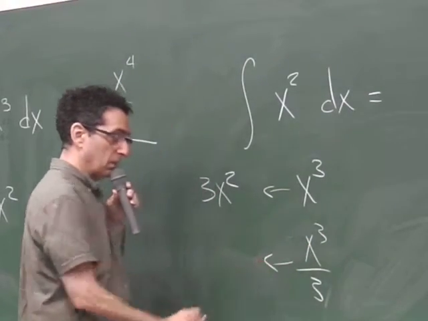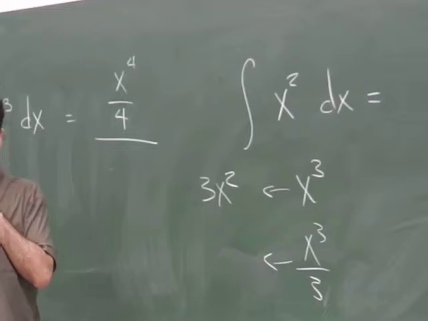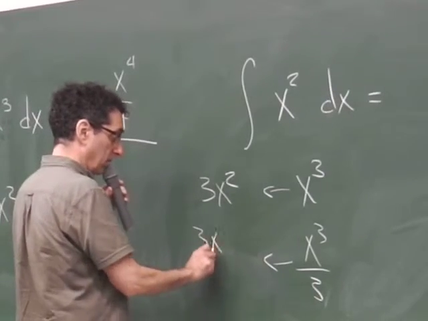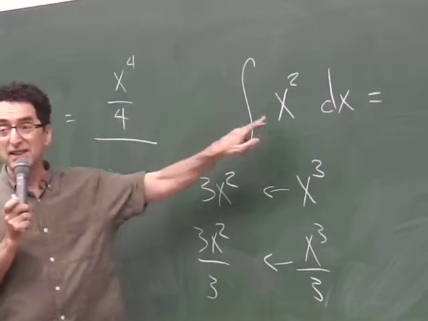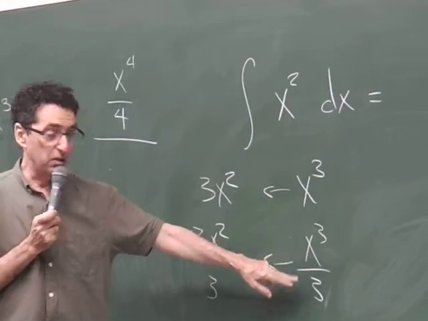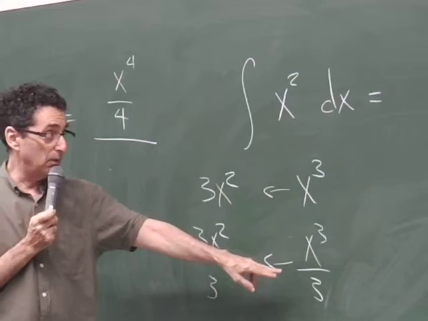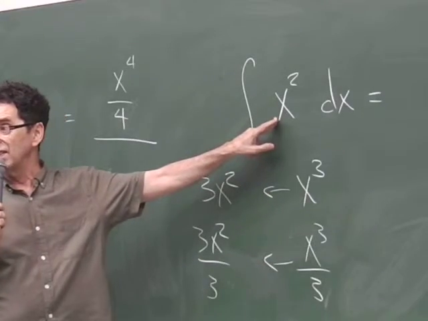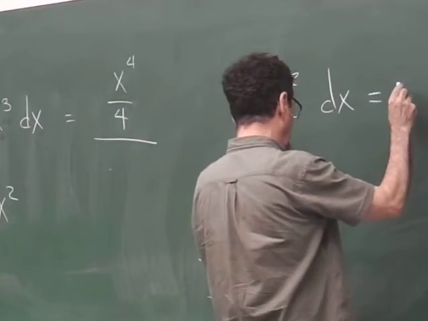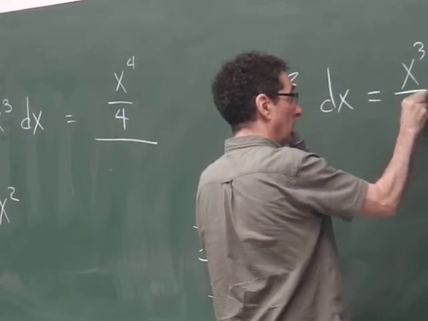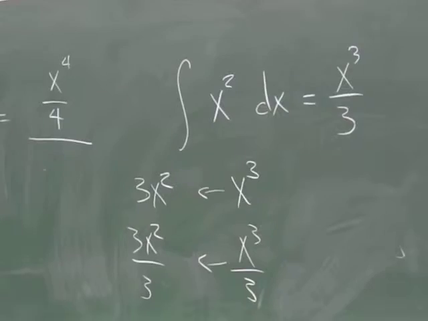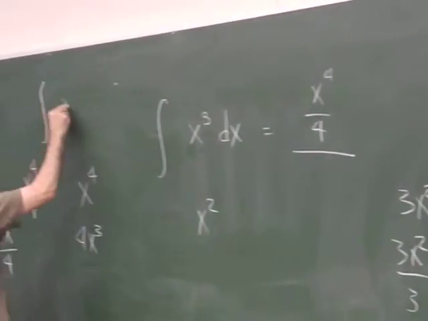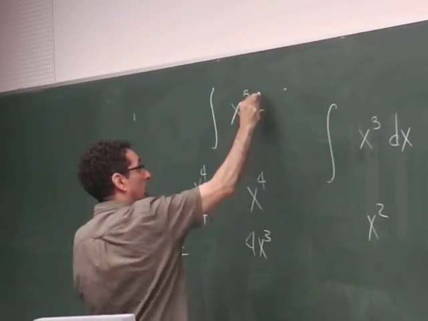So how about if I consider this? Now what's the derivative of that? Which is x squared. So that's the answer. So x cubed over 3 is the answer because the derivative of that is this. So we write x cubed over 3.